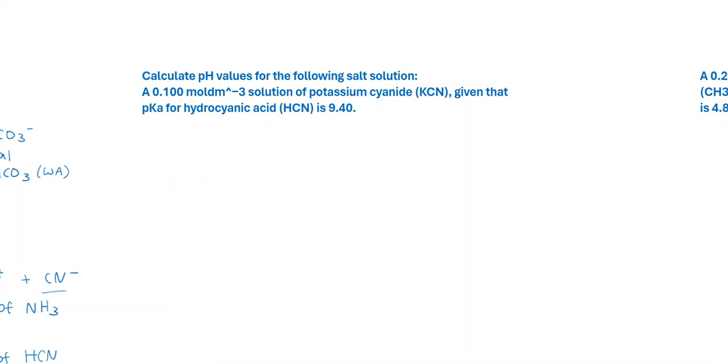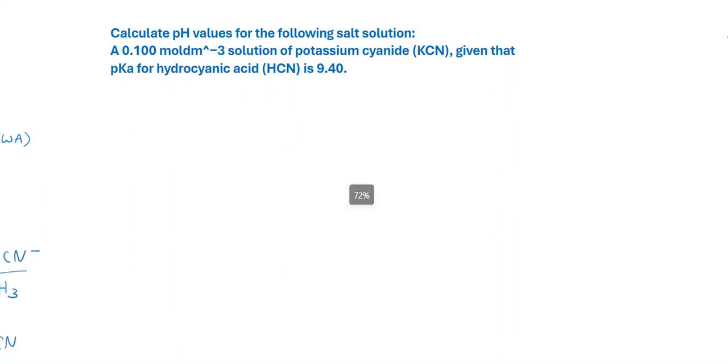Well, we always start the same way. We write out our equations. So the KCN will dissociate into K plus and CN minus. And they also tell us the concentration of this. It's 0.1. And with these questions, we assume that the dissociation goes completely to completion. So that means the concentration of the CN minus is also 0.1.